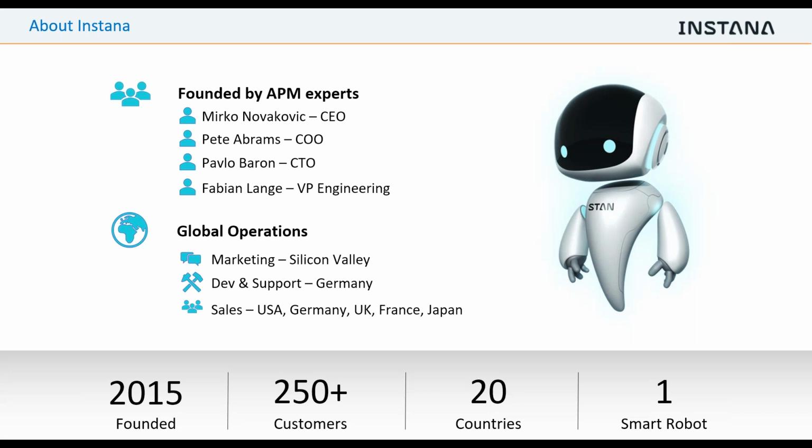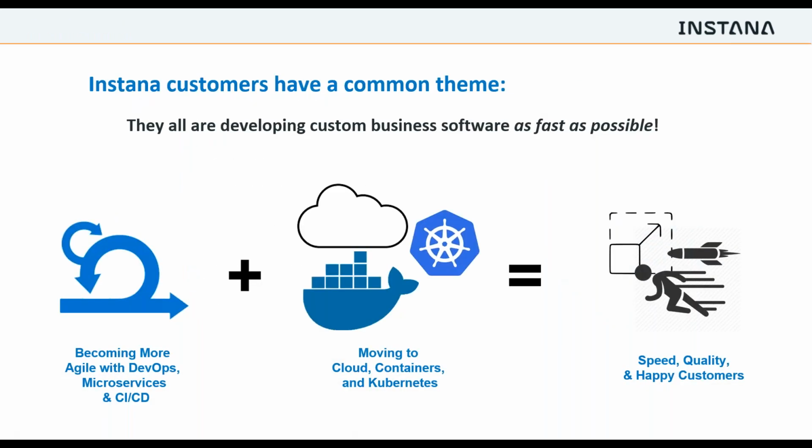We have a global operation. Our marketing team is in America and Silicon Valley. Our engineering team is in Germany, and we have a global sales organization. So that's the company. Now, what do we do? And what are all those hundreds of customers doing?